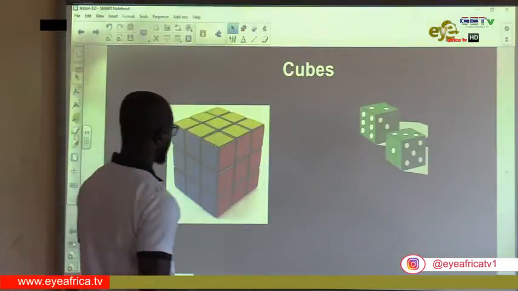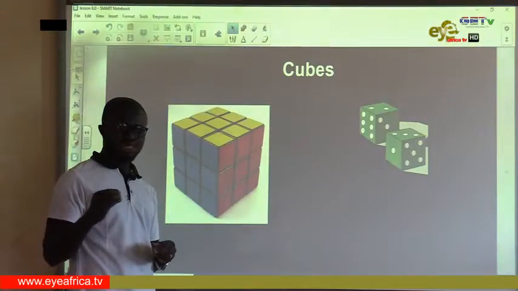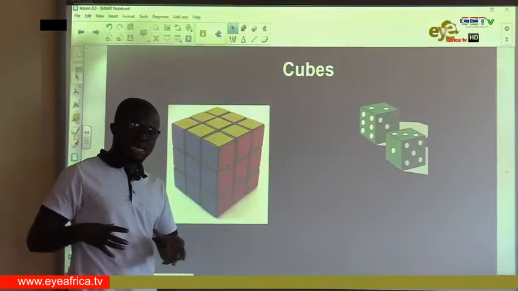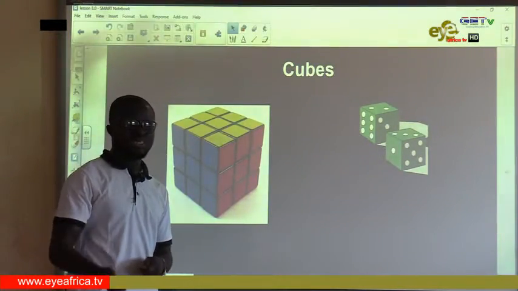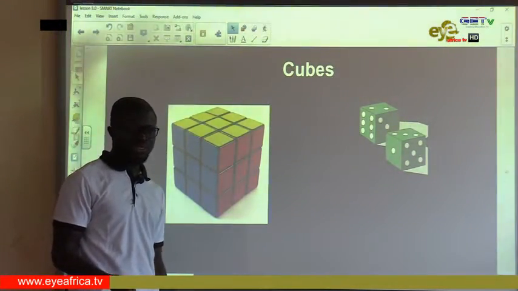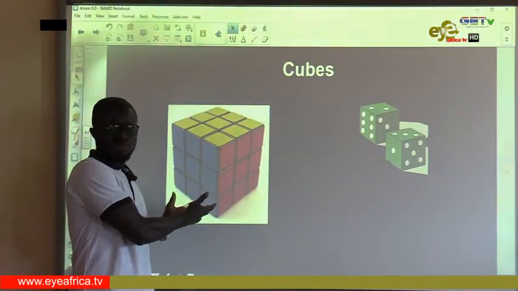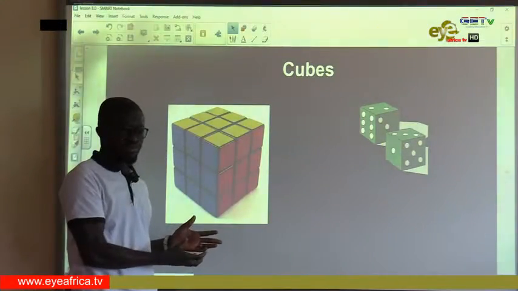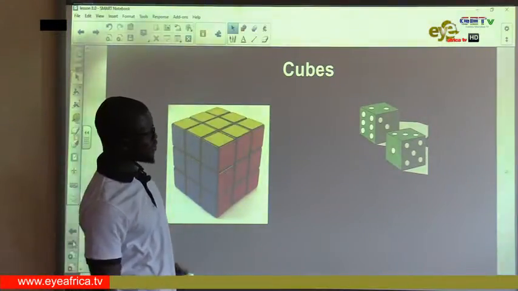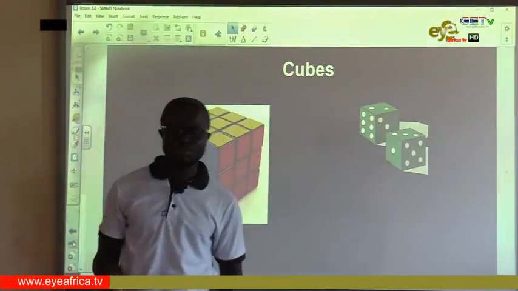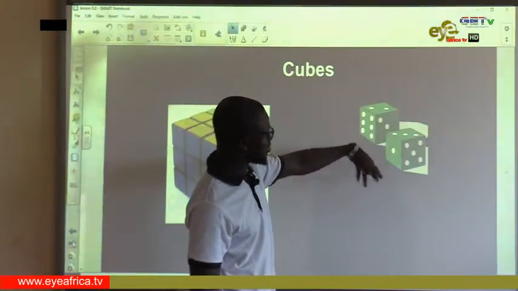We have some of the counters that we lock together. Remember, they are in the form of a cube. Counters are used for counting during our math lessons. If you lock them up, they can give you the shape because they have the features of a cube. So counters can be used. Also, we have an object that we use in playing a particular game. As you can see on the screen, we have these two objects with the green color.